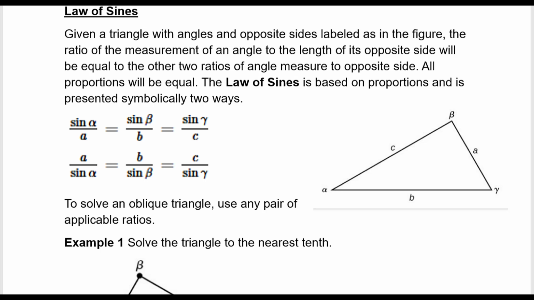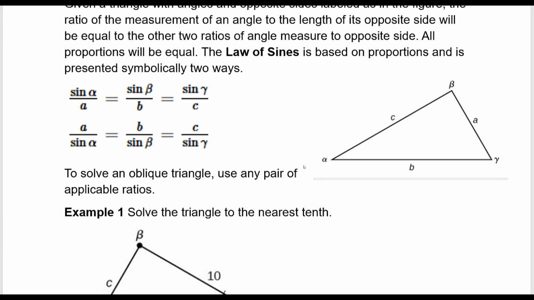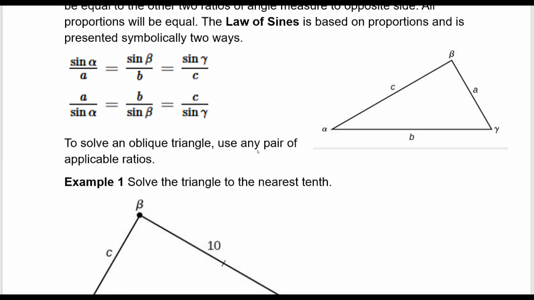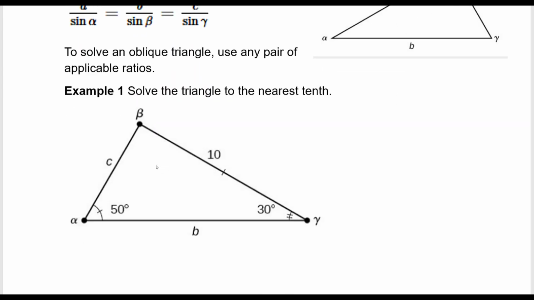The law of sines is based on proportions and is presented symbolically two ways. So sine of alpha, so notice alpha is opposite A, so sine of alpha over A is equal to sine of beta over B, equal to sine of gamma over C. Or, if you just flip them all, A over sine alpha equals B over sine beta equals C over sine gamma. So to solve an oblique triangle, use any pair of applicable ratios.